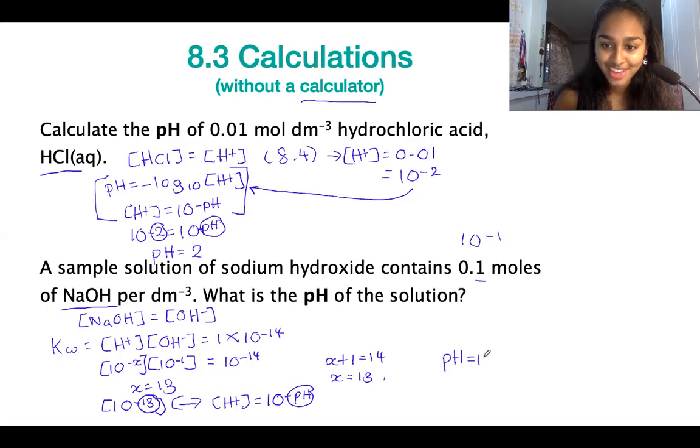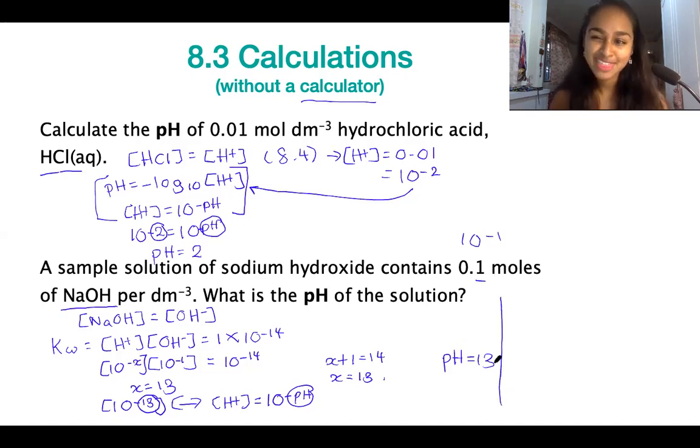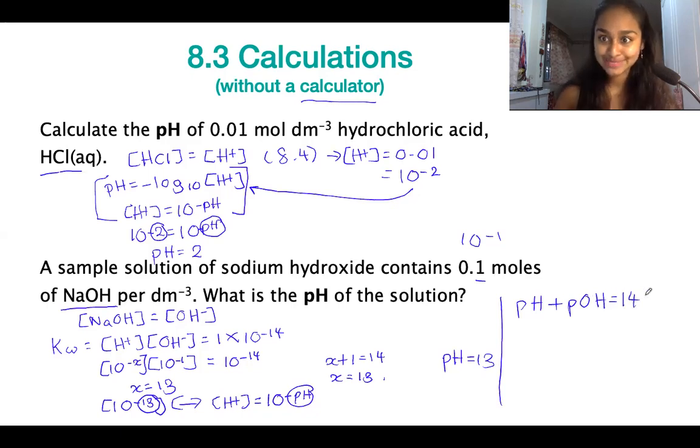So my final answer is a pH of 13. Okay, so I just want to go through another way that you can work this out. I personally prefer this next method, but you can pick either. There's another way to work this out, using this understanding that we have in chemistry: pH plus pOH equals 14.